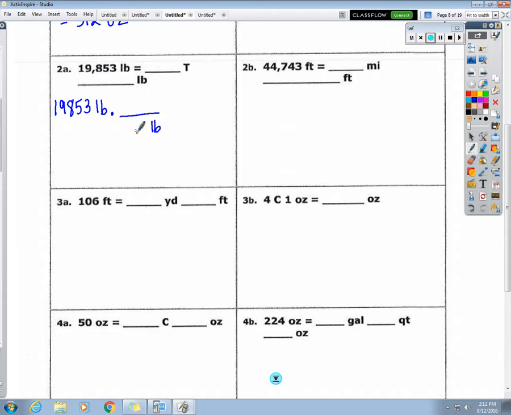All right, so what do you know about pounds to tons? 2,000 pounds is 1 ton. Now, tons is what we were trying to make it to, and we have. So now we can cancel out pounds with pounds. So in the numerators, I have a 19,853 times 1 ton. That's just 19,853 tons. But in the denominator, I have 2,000 still.